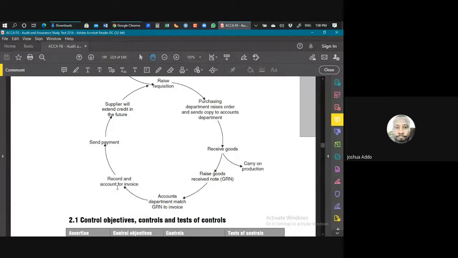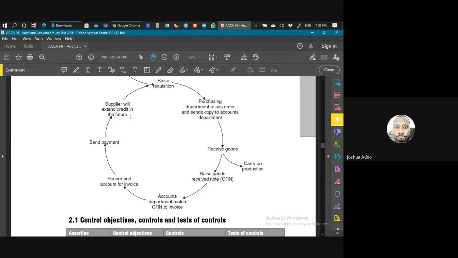Then the accounts office will record an account for the invoice, send payments, and the supplier will extend credit in the future. So it's a cycle. As you see, it's a circle. This continues in business organizations every day. We are preparing ourselves to work in businesses. Probably you will be made to head or to go and work in the purchases department. This is how the system is.